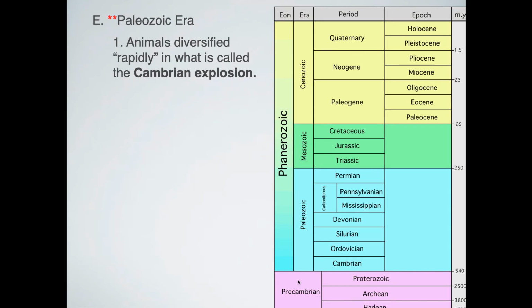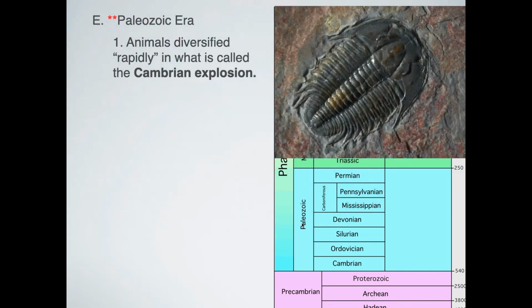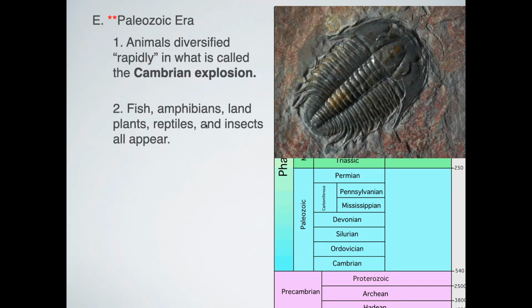So Precambrian era is before this. The Cambrian period here is the earliest part of the Paleozoic era. And so that's where we get things like trilobites, which look like modern horseshoe crabs. And they have these crazy eyes that are made out of like crystal, which is super cool. Fish, amphibians, land plants, reptiles, and insects all appear, though later on, right?